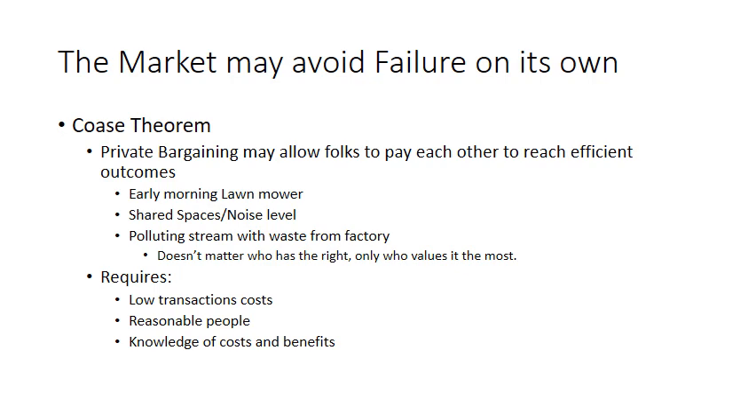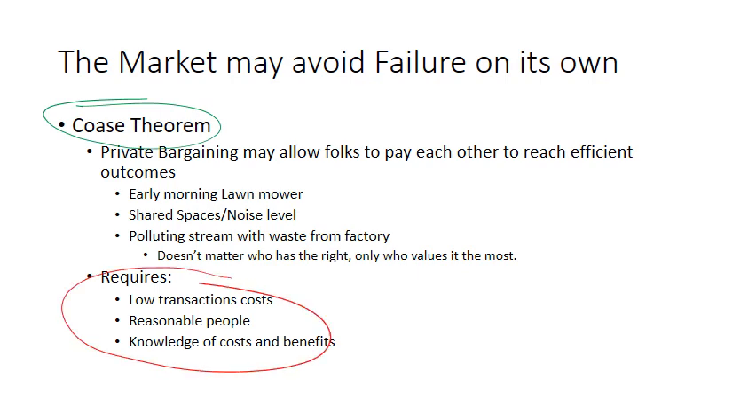However, there's a gentleman by the name of Coase, and Coase argued that there's no real reason that folks can't overcome externalities as long as they have reasonable expectations, can chat with each other, and have a pretty good sense of the costs and benefits of the activities involved. I've highlighted all these down here at the bottom. The Coase theorem, in a nutshell, basically is that private bargaining allows folks to pay each other off in order to reach efficient outcomes.